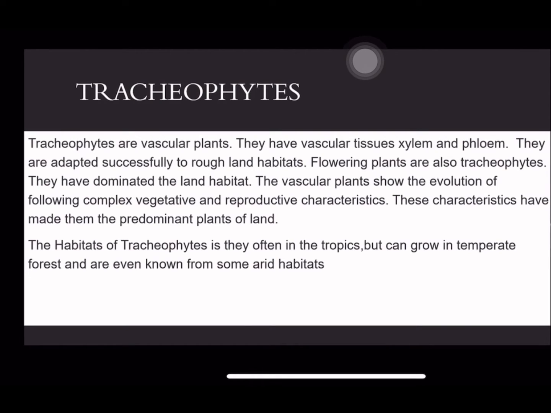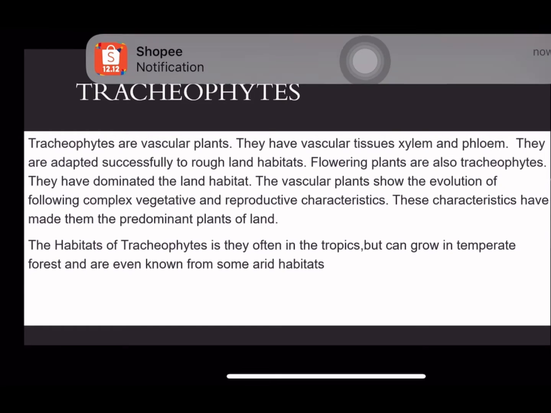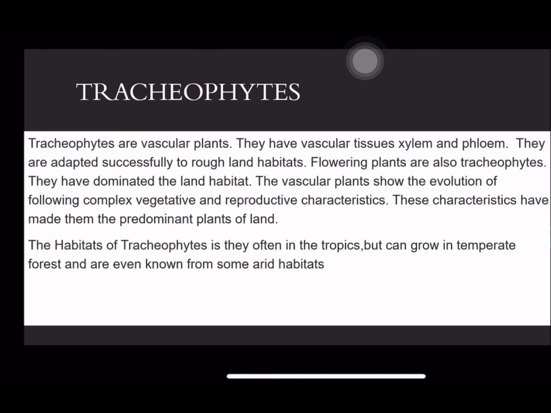Tracheophyta are vascular plants. They have vascular tissue, xylem and phloem. They are adapted successfully to the land habitat. Flowering plants are also Tracheophyta. They have dominated the land habitats. The vascular plants show the evolution of increasingly complex vegetative and reproductive characteristics. These characteristics have made them the predominant plants of land.